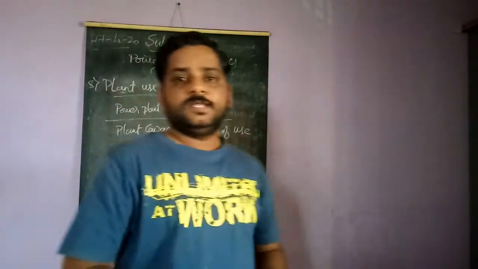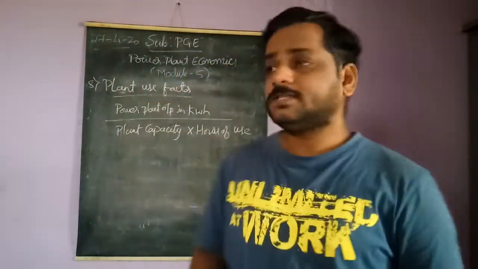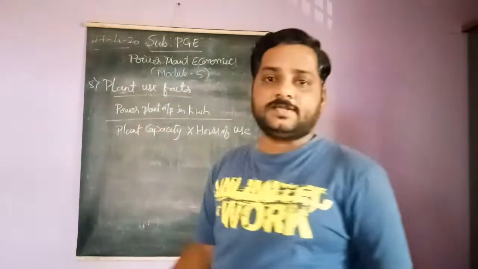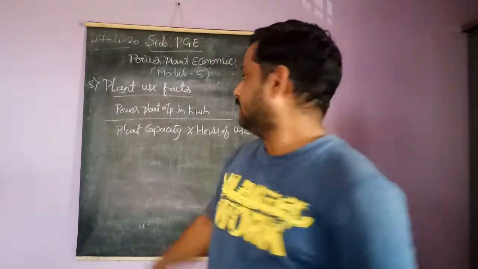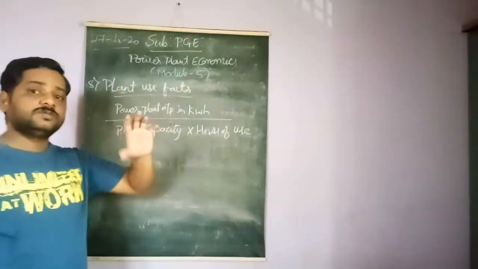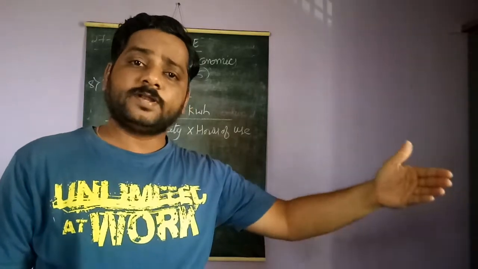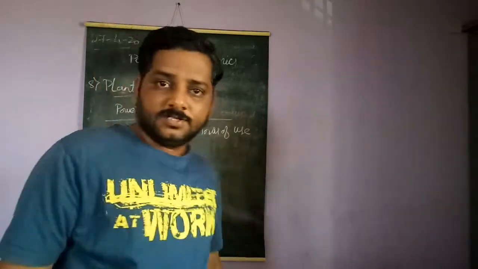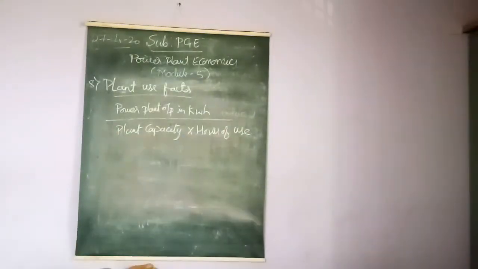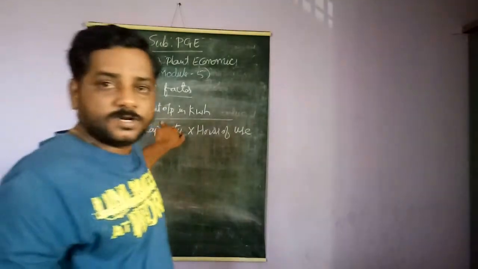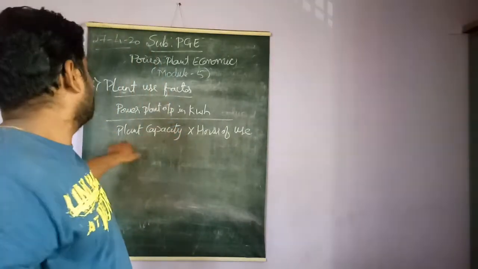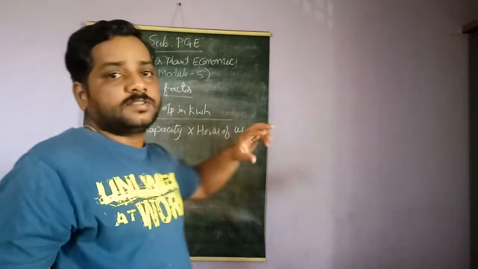Now let's move to the last parameter, that is the plant use factor. Plant use factor is again a ratio of power plant output in kilowatt hour. The power plant output means energy generated by a power plant, in terms of kilowatt hour units, to plant capacity into hours of use.